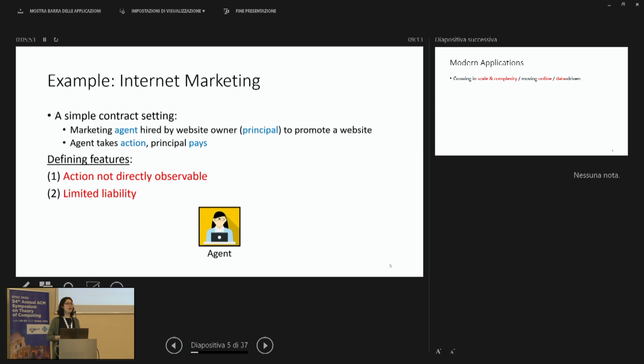The second feature is something called limited liability, which is just a fancy name for the fact that only the principal pays the agent and not vice versa. The agent is the party who has less deep pockets. They're not going to take money out of pocket and transfer it to the principal. This is very natural. When you hire a freelancer, you're the one who pays them and not vice versa.